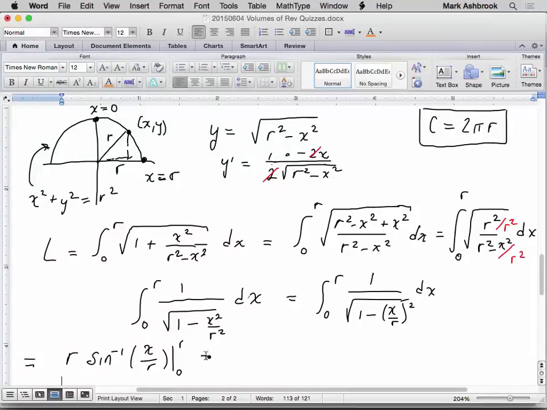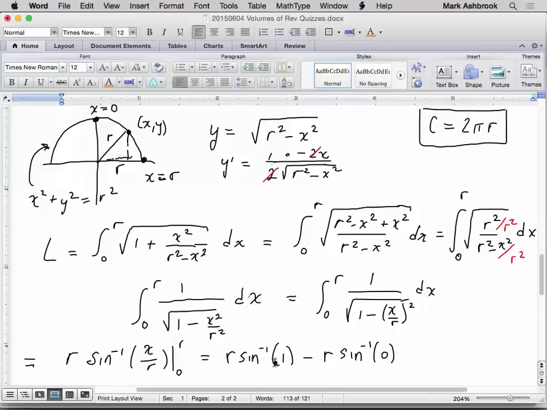We're going to plug r in, and we're going to get r times, what did I go wrong here? Sine inverse of 1. Okay, we'll just go with it. Sine inverse of 1, and then minus r times sine inverse of 0. I'm scared.